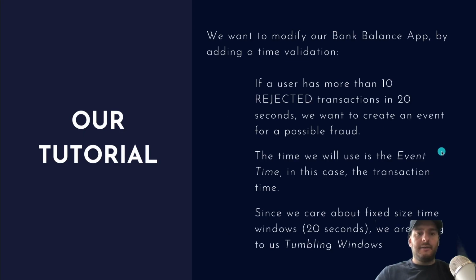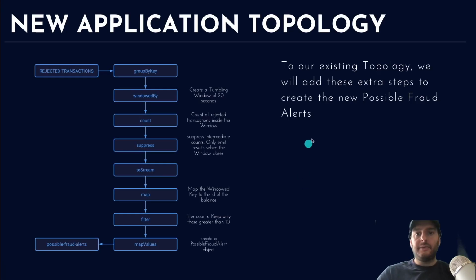This event will use event time, so we're going to implement our timestamp structure and get the transaction time from our existing payload. And finally, because we care about a fixed size time window, we're going to be using tumbling windows. So we're using a 20-second tumbling window. And this is what our application topology will look like.